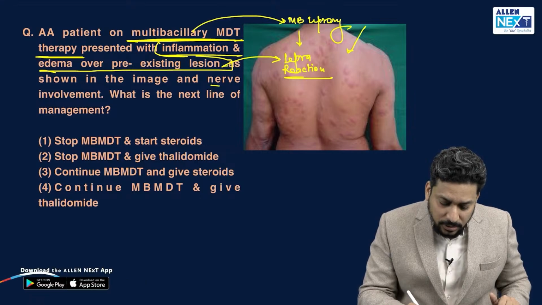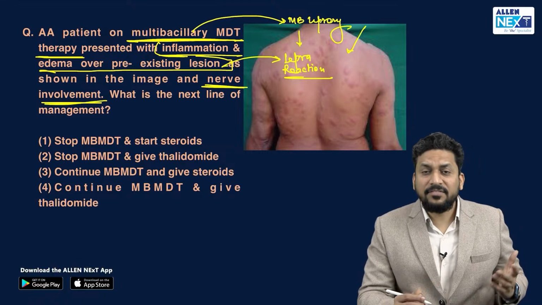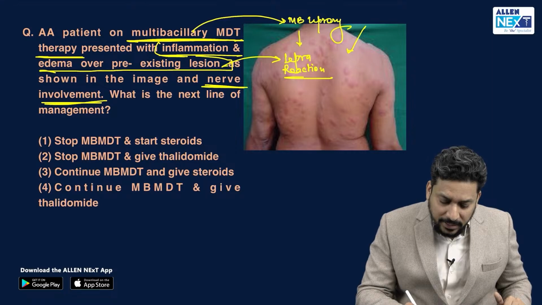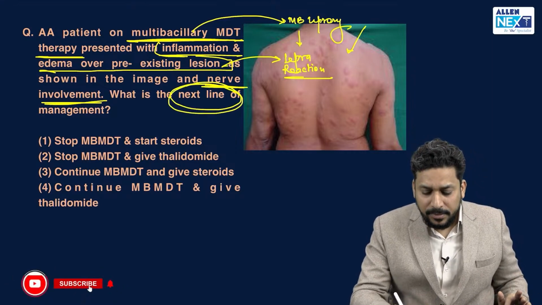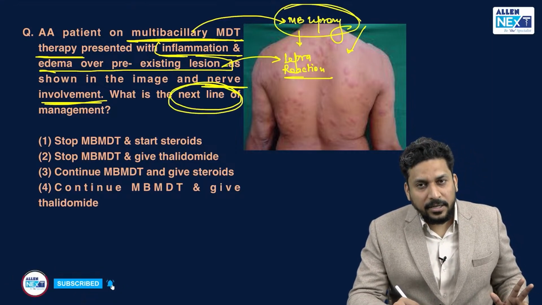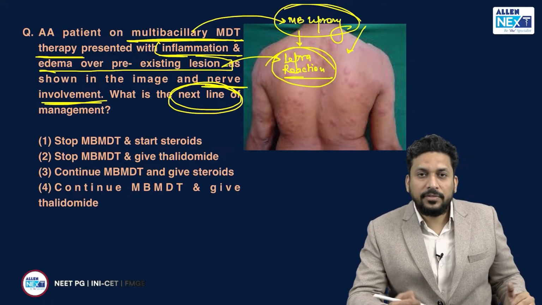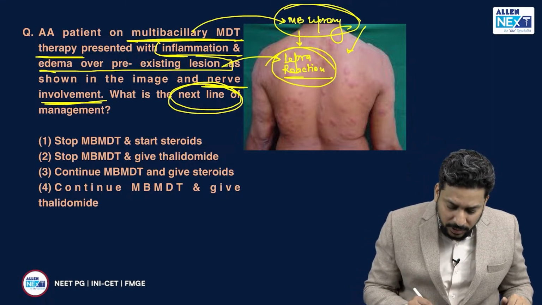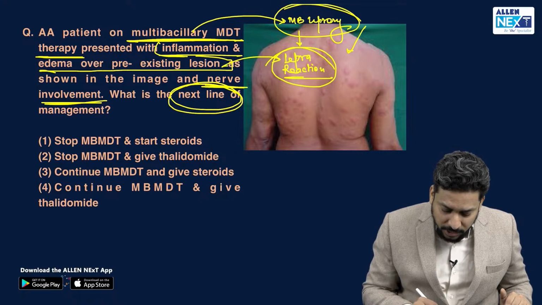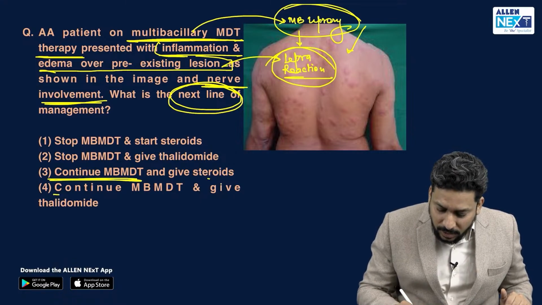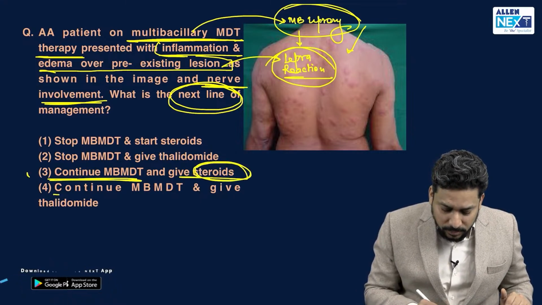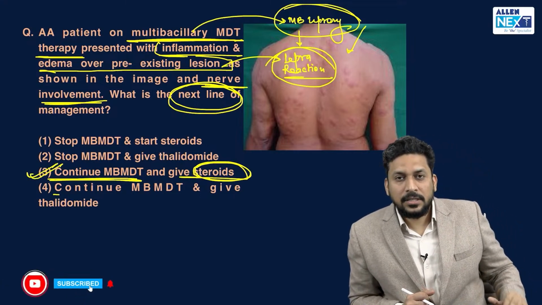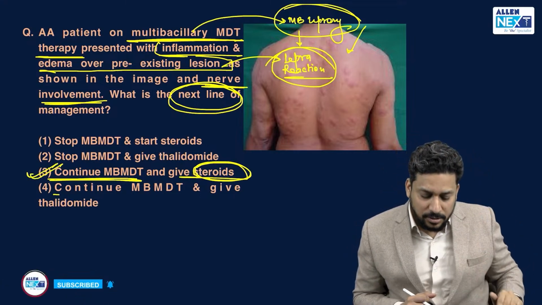As shown in the image, the nerves are involved. So nerves also get inflamed. There is neuritis. What is the next line of management? So in leprosy, we know that we give MDT, and for lepra reaction, we know we give steroids. So you need not stop MDT. Instead, you continue MDT and you start giving steroids as well. So this will be the answer, which is the drug of choice for lepra reaction, steroids.